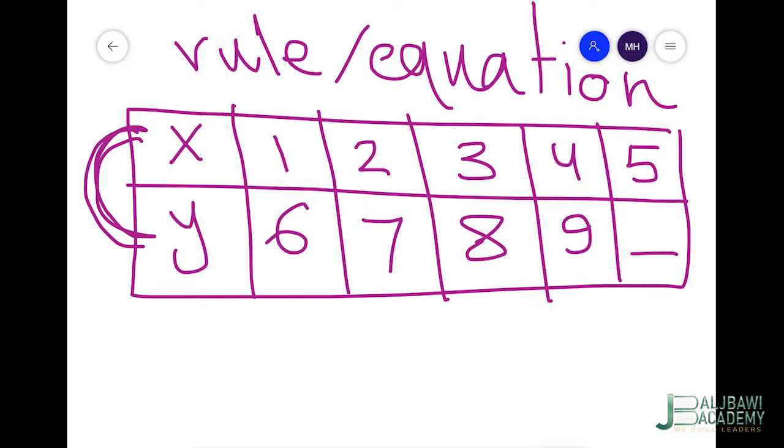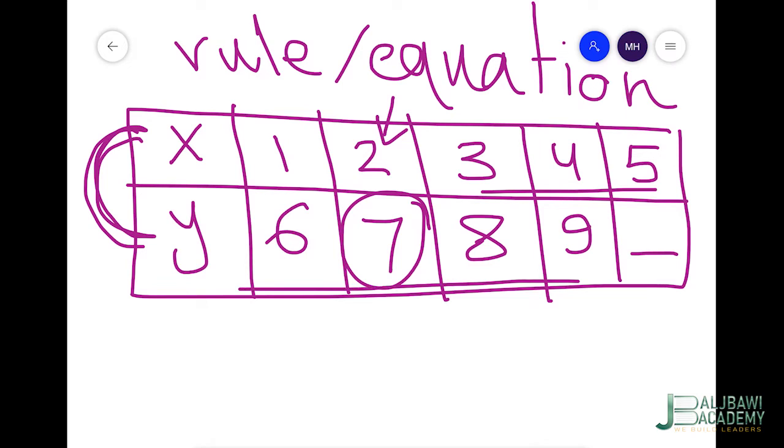Now, if I look at the values of x and the values of y, the first value of x was 1 and the first value of y was 6. So the difference between them is 5. But also if we multiply 1 by 6 we get 6. So we go to the second value, which is 2. If I apply the first rule, I add 5 to the 2, it becomes 7. But if I multiply 2 by 6, I will not get 7. So it's not multiplication.